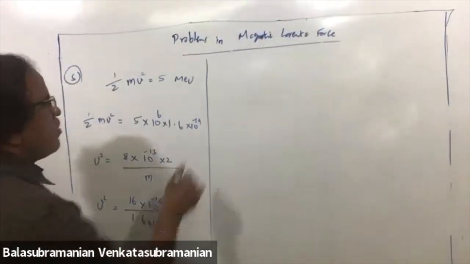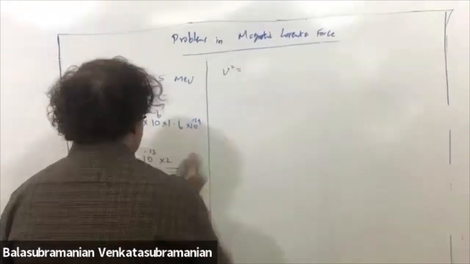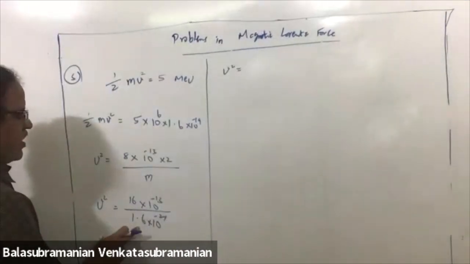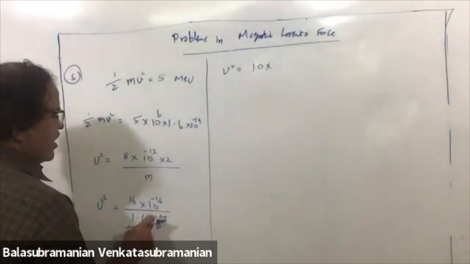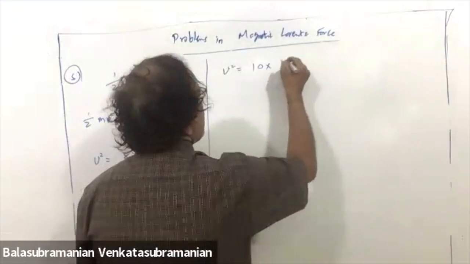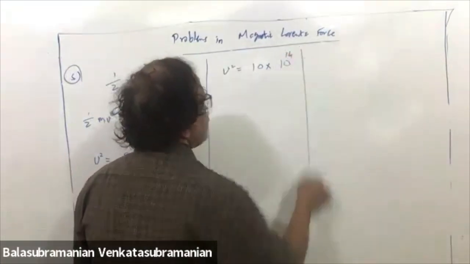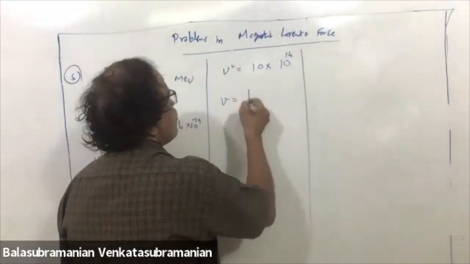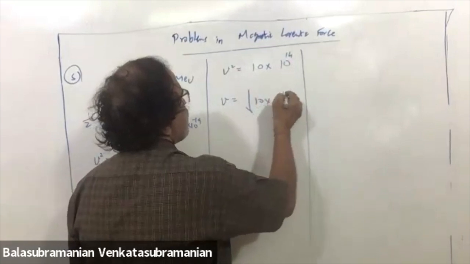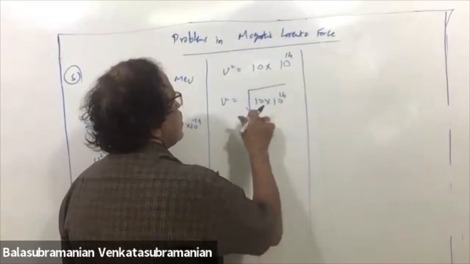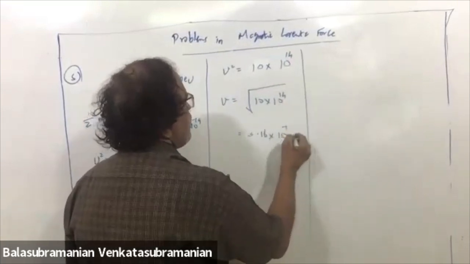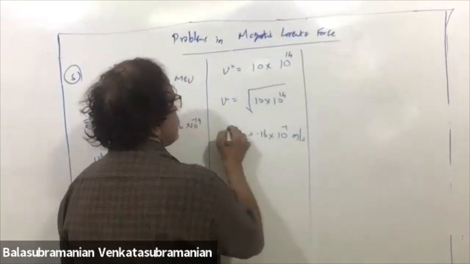That's all. V square is equal to 16 by 1.6, nearly 10 times 10 power minus 13 plus 27, 10 power 14. Take square root. Root of 10 into 10 power 14. Root 10 is 3.16. Root 14 is 10 power 7. This is velocity.